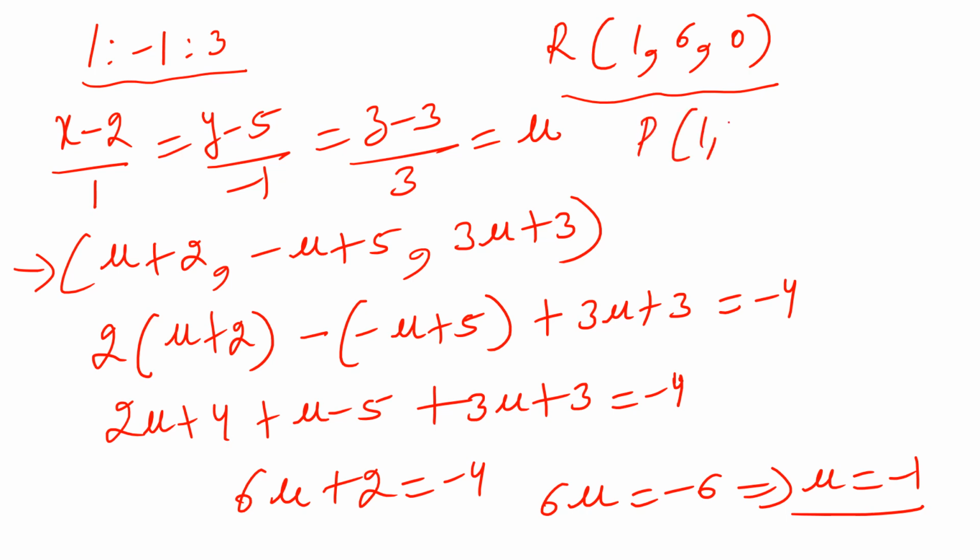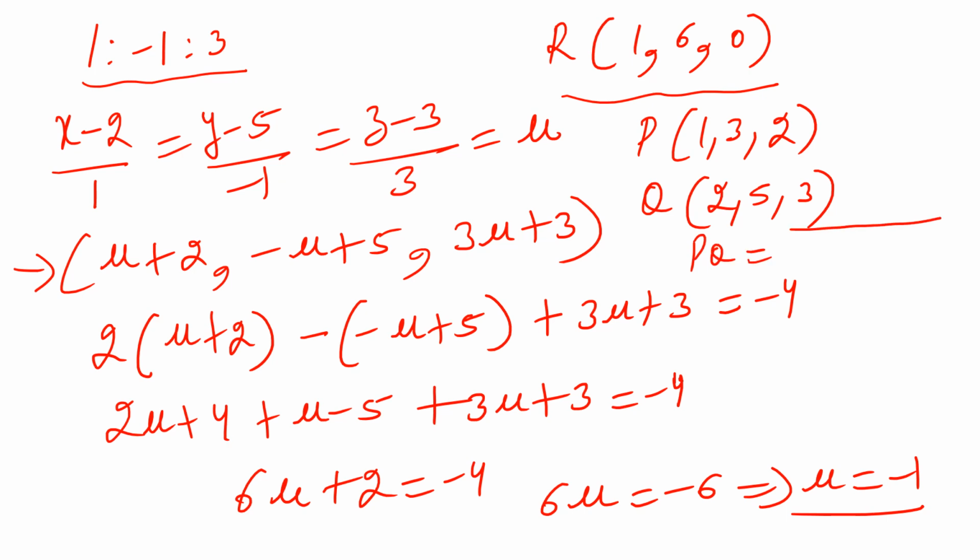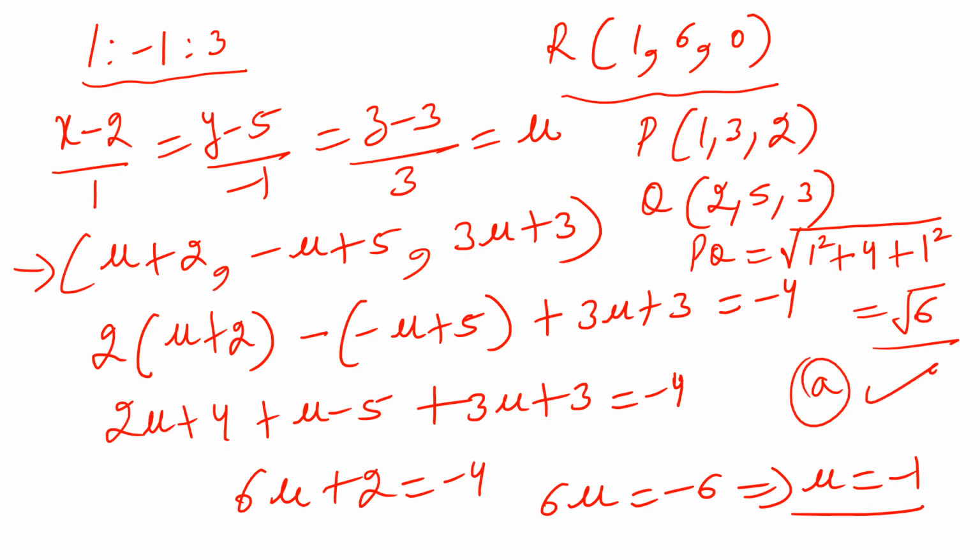Now the coordinates of P are given to us as 1, 3, 2 and Q we found as 2, 5, 3. So just apply the distance formula, you will be getting the length of PQ. It becomes square root of 1 square plus 2 square, which is 4, plus 1 square again. Now finally this is square root of 6. So that means option A is correct. Now students, we move further and check the other options.